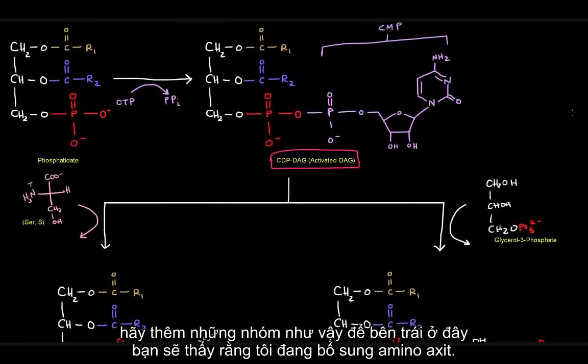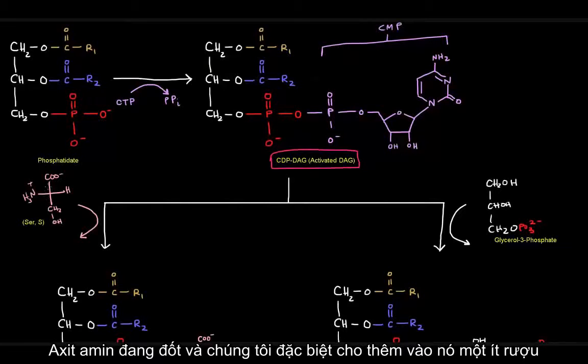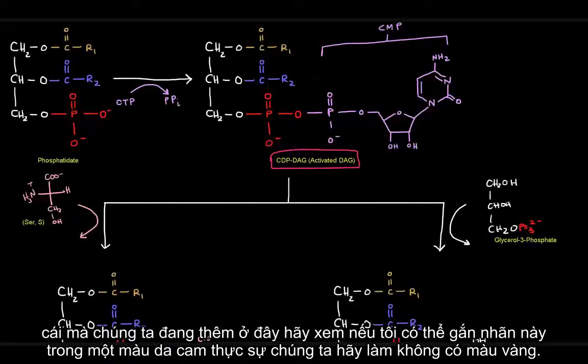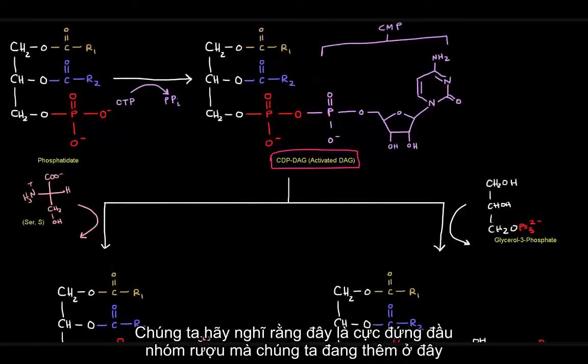So to the left here, you'll see that I'm adding this amino acid. This amino acid is serine, and we specifically have to add it as an alcohol, right? This is the alcohol that we're adding, the polar head group alcohol that we're adding here. Let's see if I can label this in, let's do pink. This is the polar head group alcohol that we're adding here.